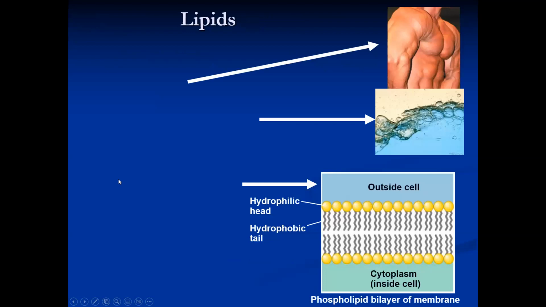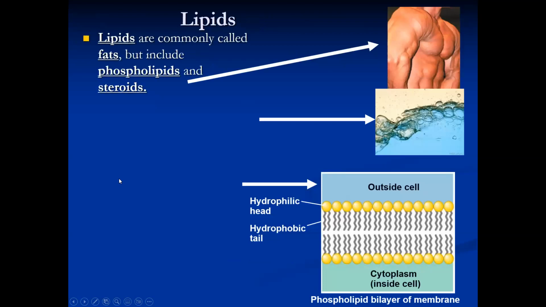Okay, lipids. Lipids are commonly called fats, but include phospholipids and steroids. Well, this guy isn't fat, but it's possible that he built those muscles by using steroids called anabolic steroids, anabolic meaning building. So steroids, phospholipids, fats. Please add to your notes, oils and waxes. So right here in your notes, add oils and waxes are also lipids.